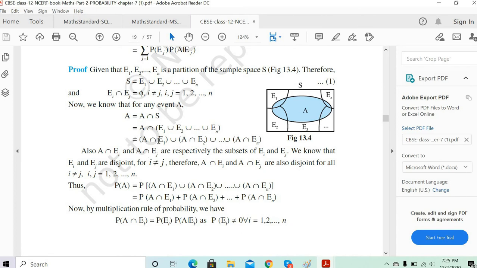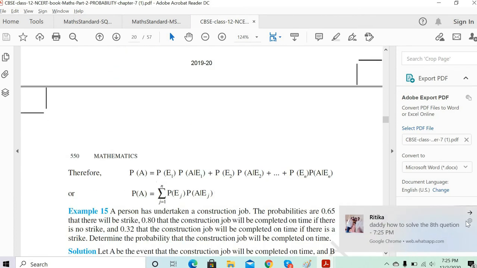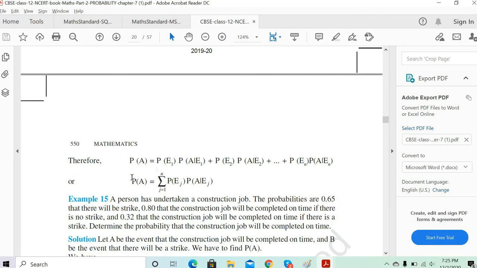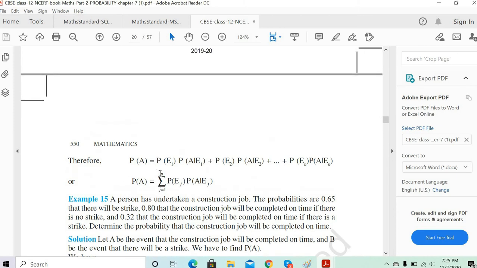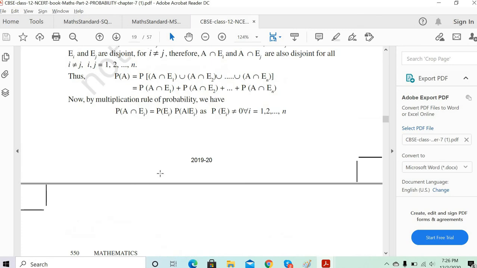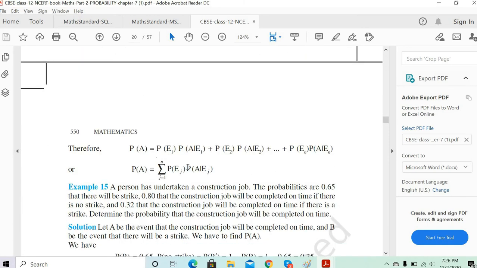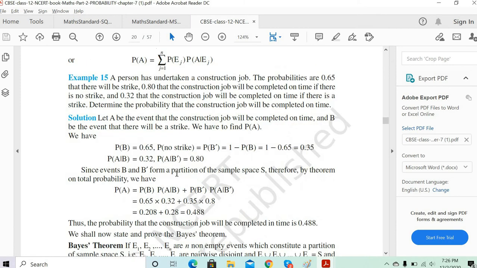Understood? Now finally you are getting P of A, right? P of A is basically the summation of P of E1 into P of A slash E1. This is the derivation only. You don't have to do the derivation as such. You just have to understand it geometrically. If you understand, things are very clear. Correct? Now let's go to example 15. Everything will get clear to you.